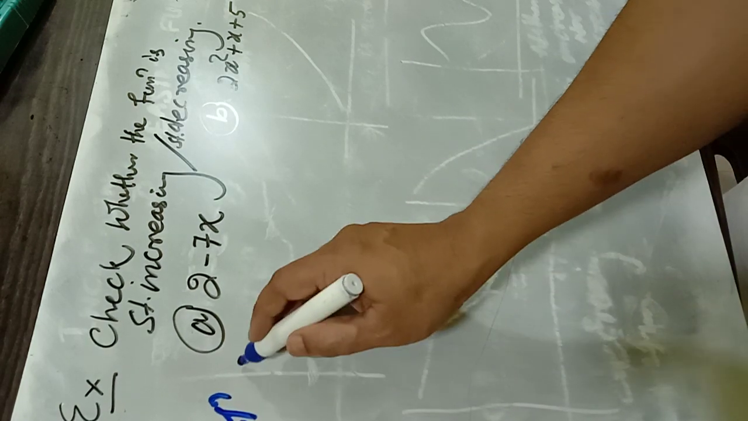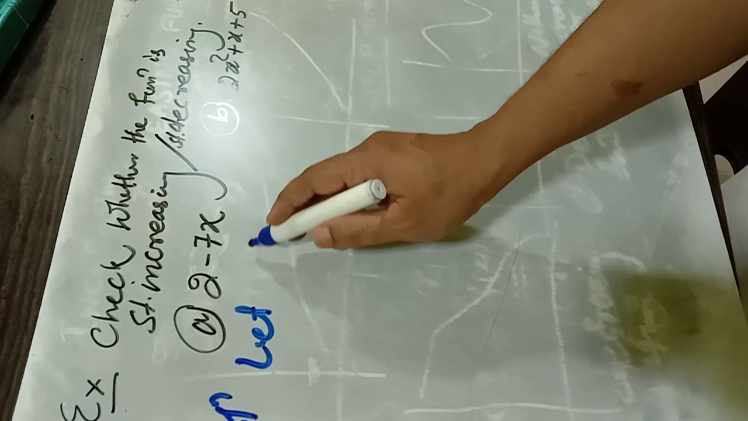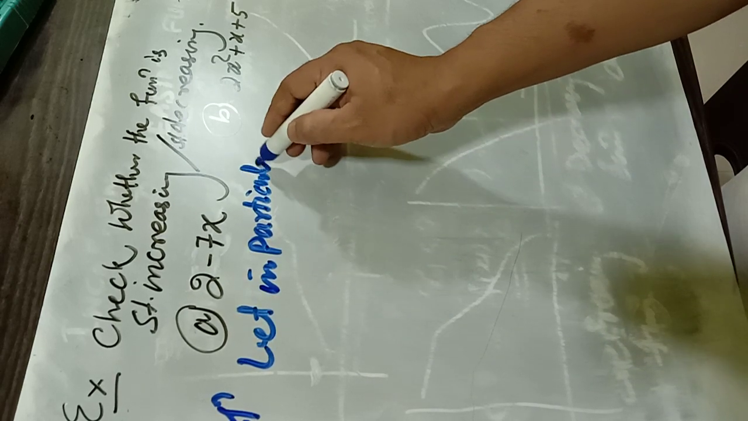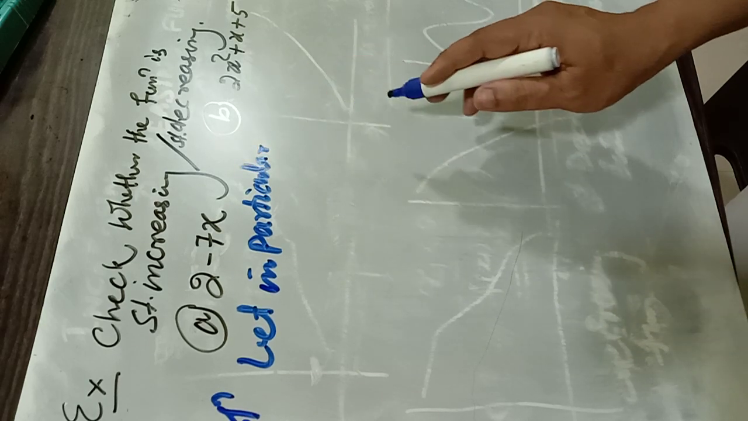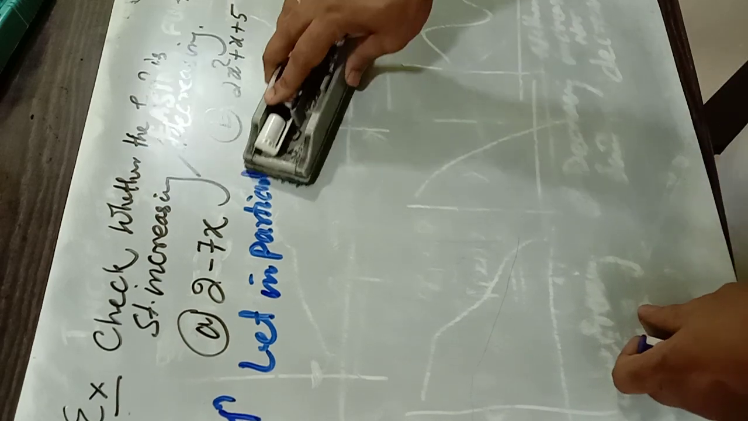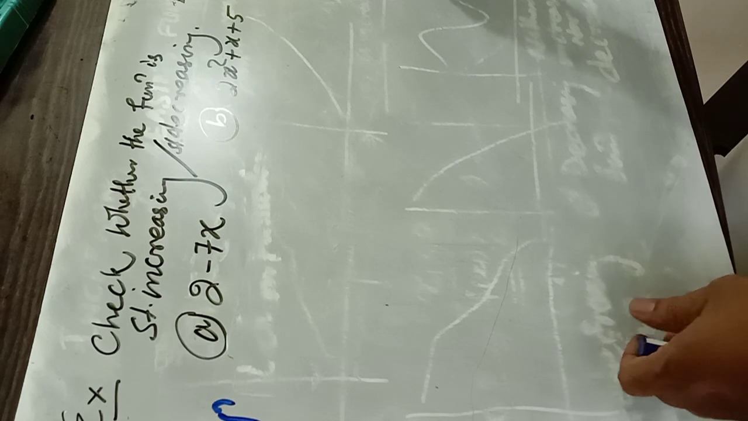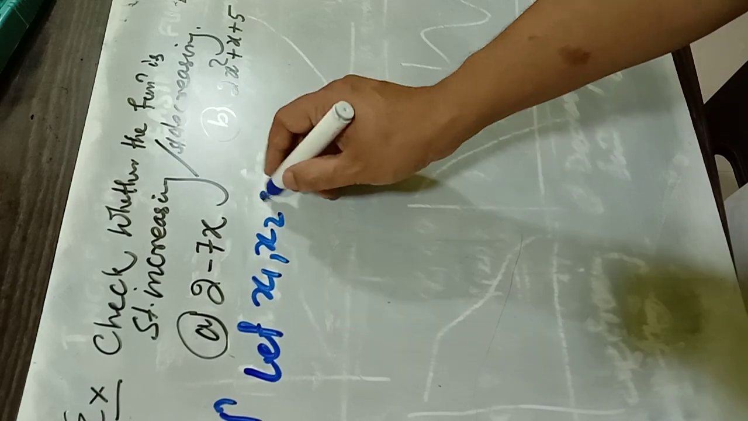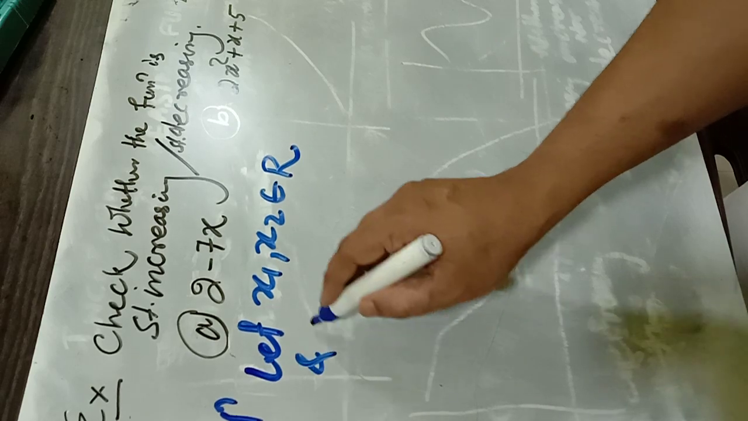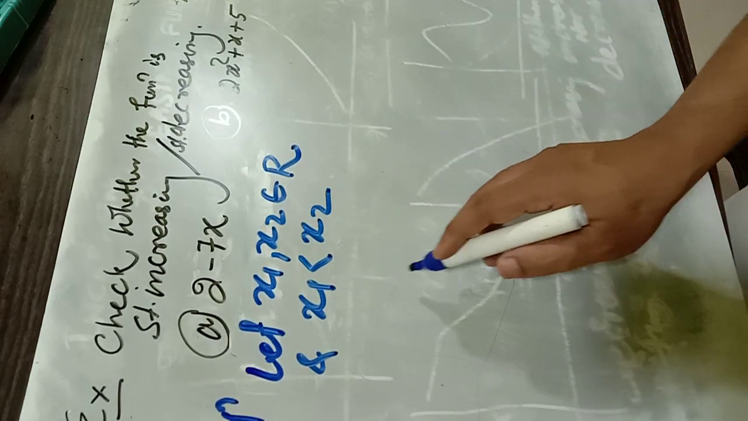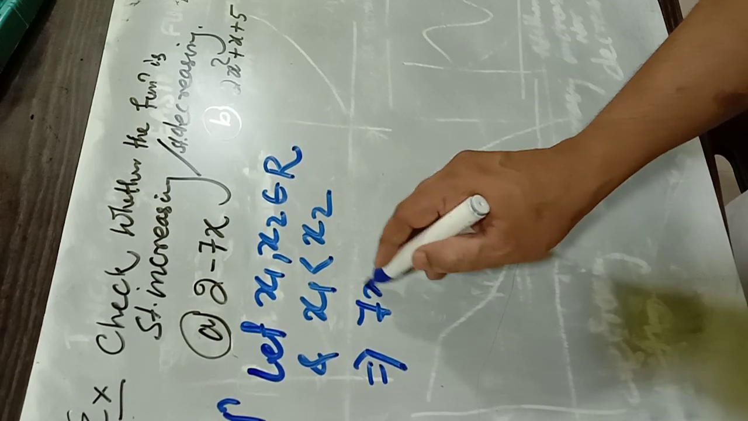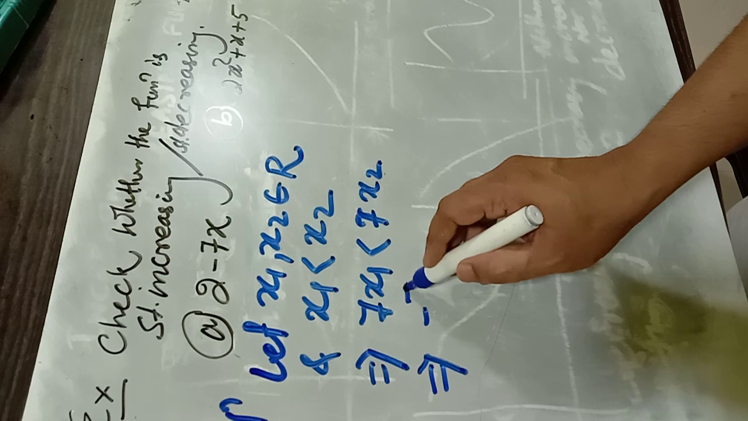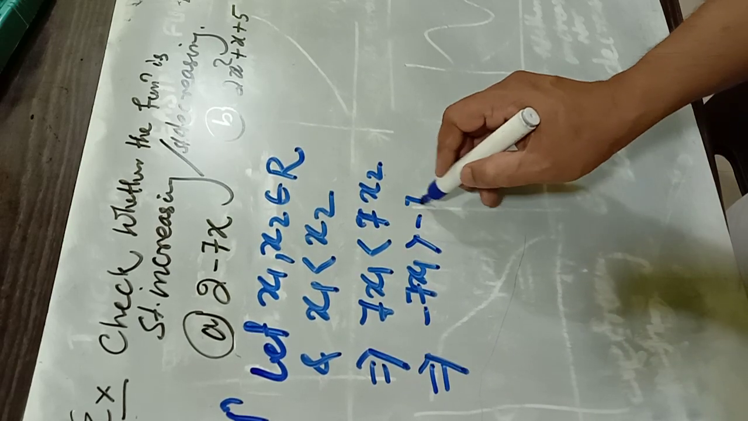Solution. We can check in particular, or in a generalized way. Let x1, x2 belong to R and x1 less than x2. So this implies 7x1 less than 7x2. This implies minus 7x1 is greater than minus 7x2.